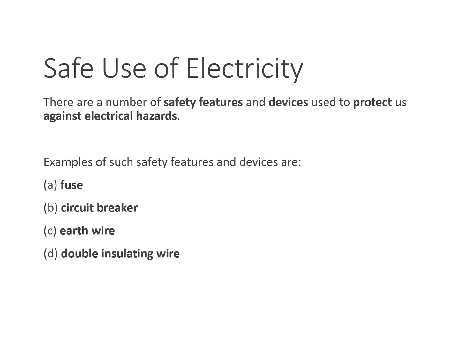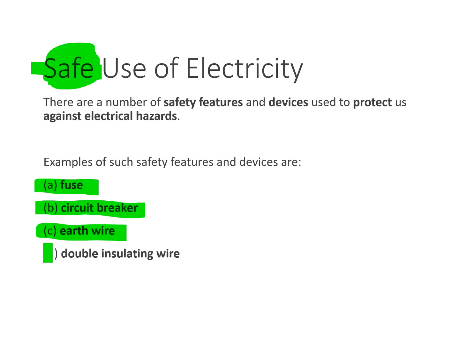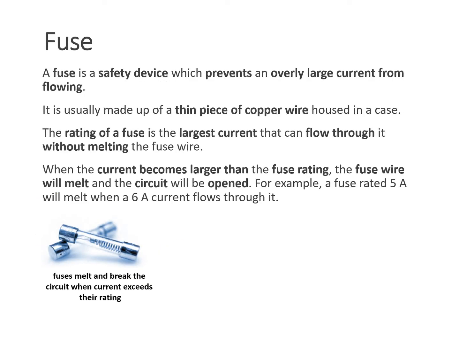So how can we use electricity safely? Okay, so there are four things that we're going to talk about. A fuse is something that helps you to use a circuit in a safer manner. Circuit breaker, earth wire, and double insulating wire. So we'll look at each of these separately. So what is actually a fuse? Well, a fuse actually is just a cartridge, like what you see here, and there's a wire inside.